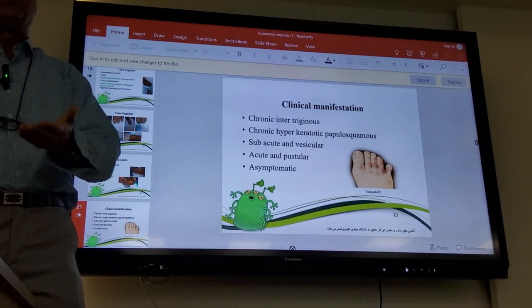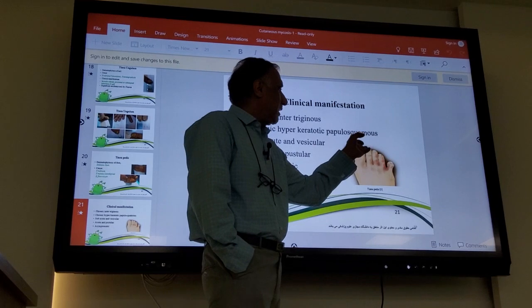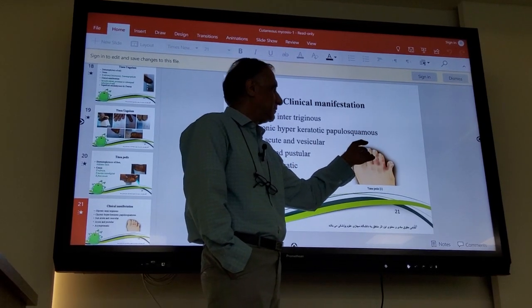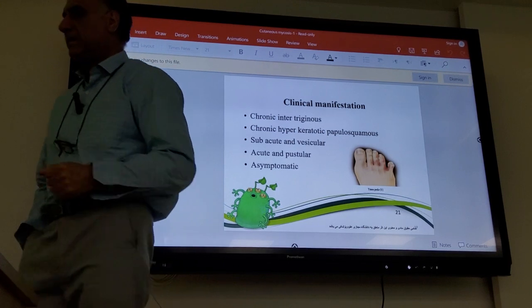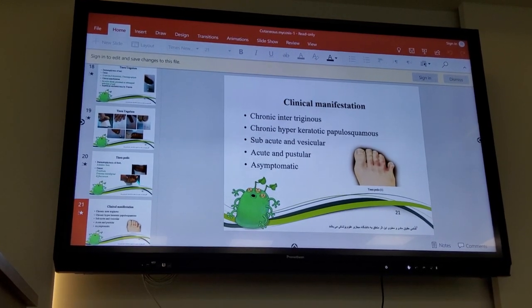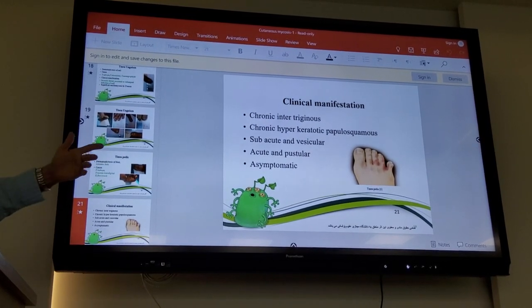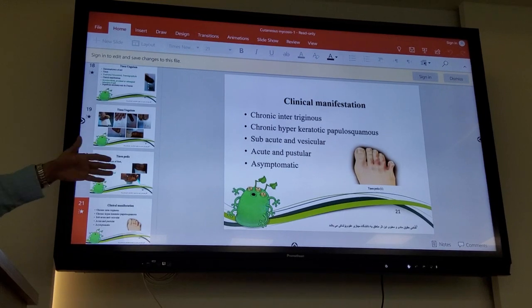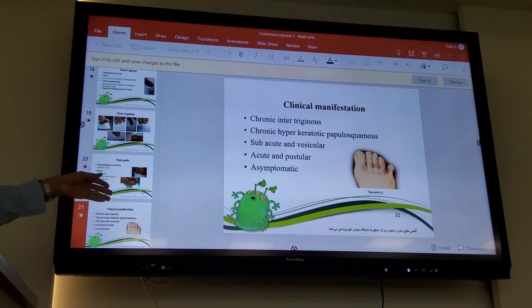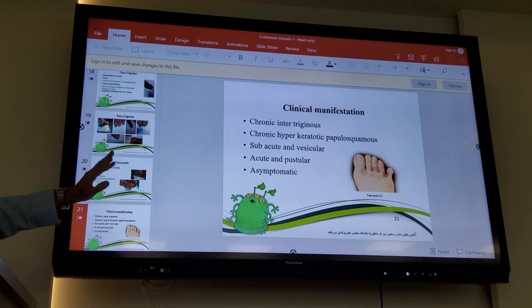Sometimes, or usually, you have tinea unguium with tinea pedis, and we must decide on treatment for all of them. In clinical manifestation, you may have a chronic scaly lesion, and subacute, sometimes acute. Acute means vesicular, pustular, bullous, symptomatic.